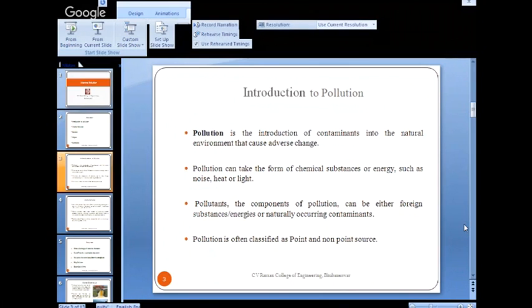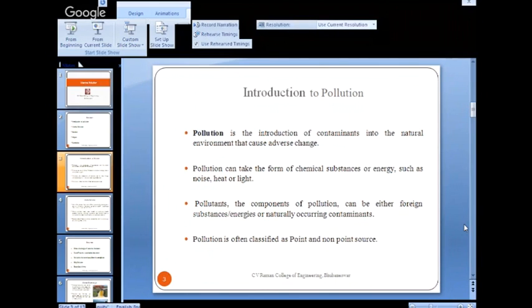A point source is something where the origin is identifiable. We know that the pollution is coming from a particular area, so we can go there and measure the quantity and the quality, how much pollution is occurring here, how to rectify it, and so the point of analysis is much easier. But coming to the non-point source, the origin is not identifiable properly, and it is also a combination of different types of pollution. For example, if you take air pollution or water pollution or thermal pollution, we exactly know that thermal pollution is coming from lots of industries and all.